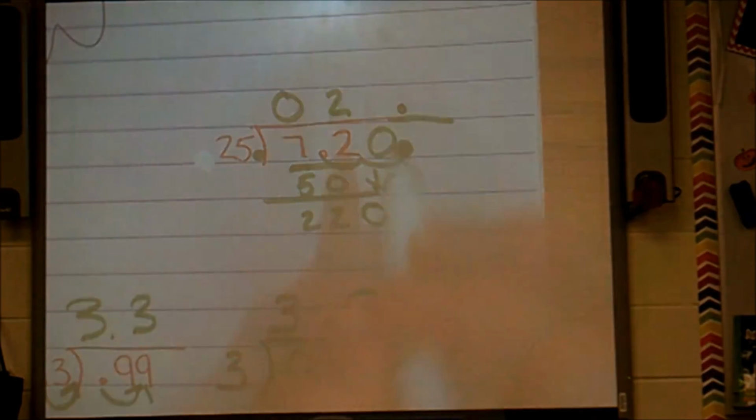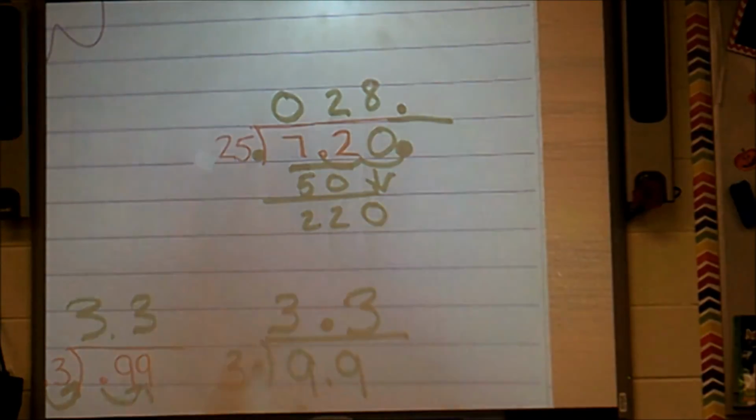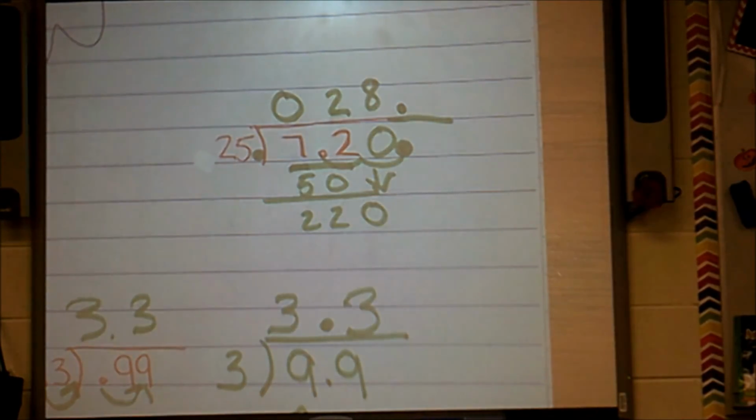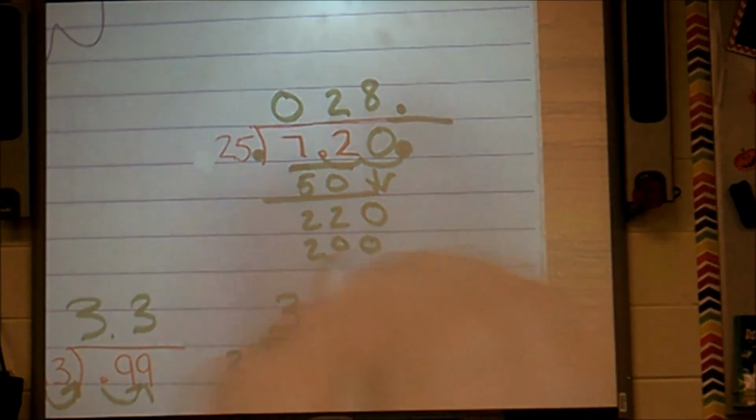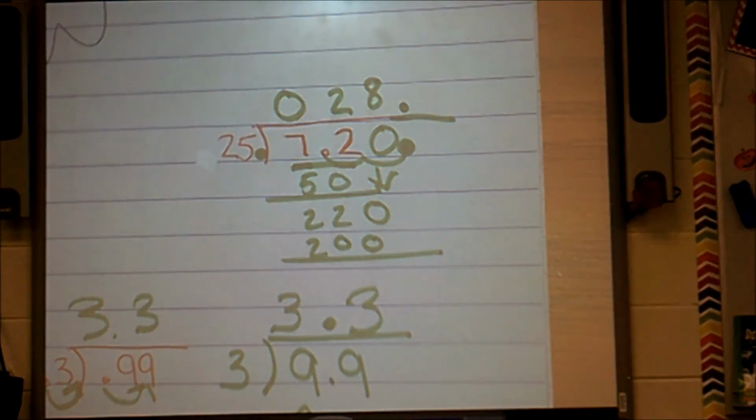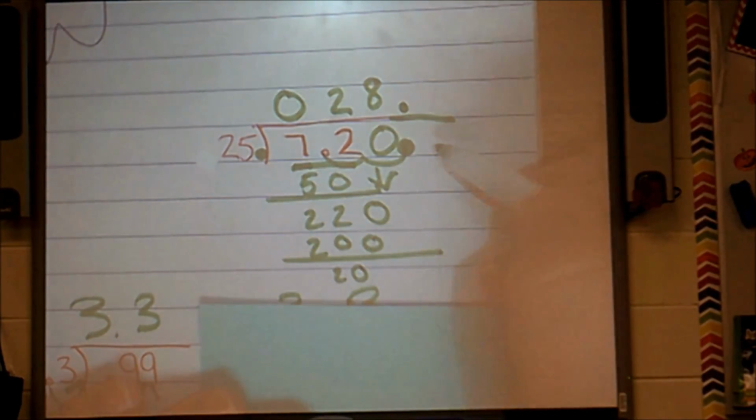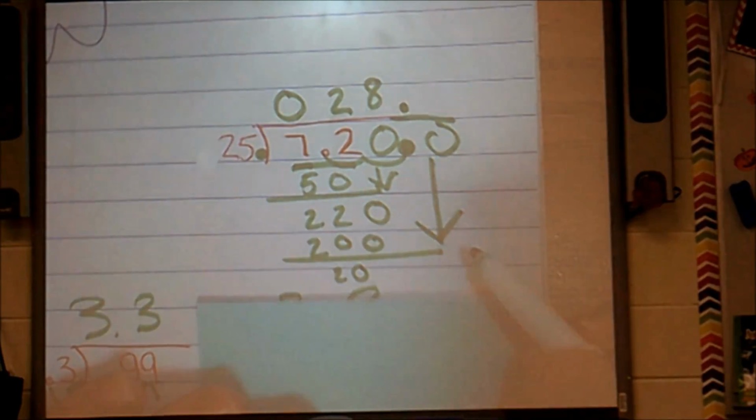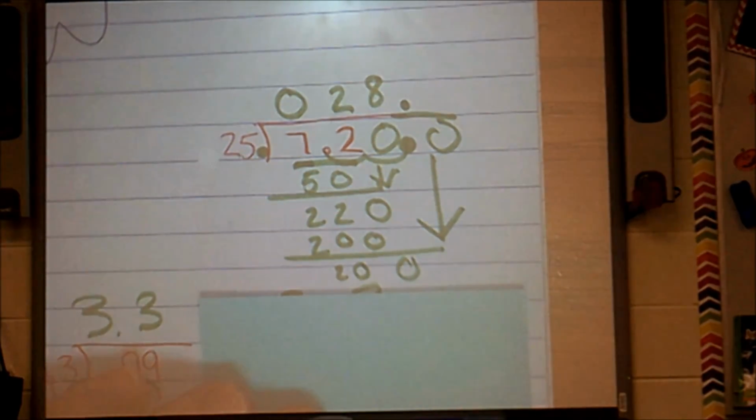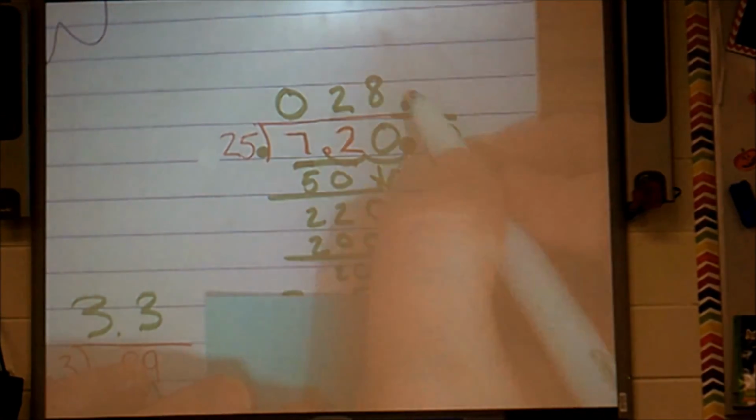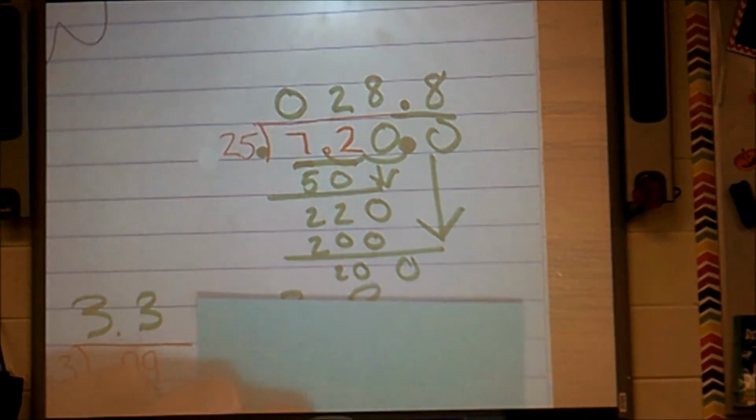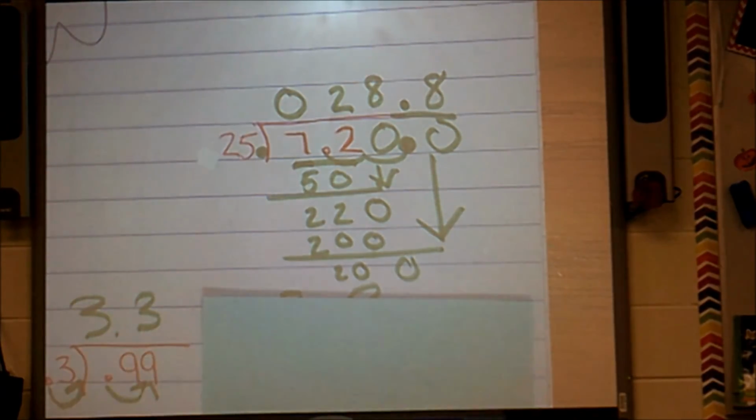25 into 220 is 8. Give me 200. Subtract and I get 20. Remember, I can add a 0 and it doesn't change that. It's still 720 whether I have a 0 behind that decimal or not. 25 into 200 is 8. So my final answer is 28 and 8/10.